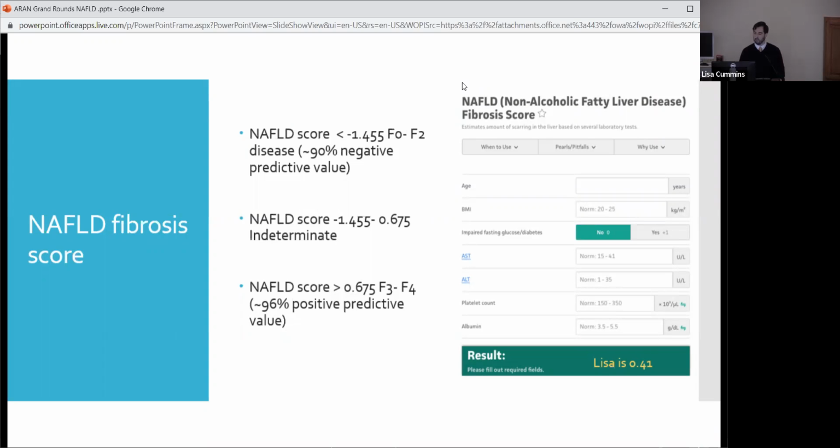Also, a little bit more confusing. The numbers run into the negatives. So you have a NAFLD score of negative 1.45, giving you a 90% predictive value, no advanced disease, or you have a score of over 0.675 with a 96% positive predictive value of advanced liver disease. So a little more precise, a little more confusing to remember the numbers, but your calculator should tell you what it is anyway. So you don't necessarily have to memorize that. Lisa on this score is a 0.41. So again, getting up there, but not quite there.